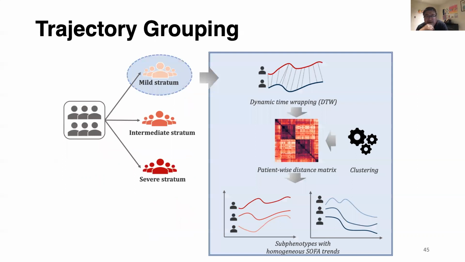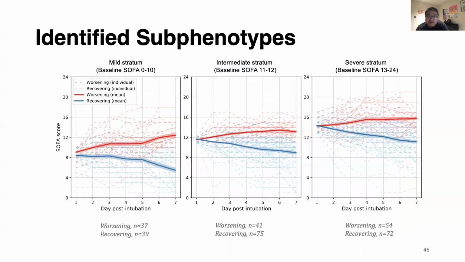Then we perform trajectory clustering for every stratum, and in this case, we are particularly interested in discovering the increasing trend and decreasing trend. These are the identified subphenotypes over the 3 strata: the increasing trend suggests the worsening subphenotype, and the decreasing trend suggests the recovering subphenotype. We can see the 2 trends for all 3 strata.